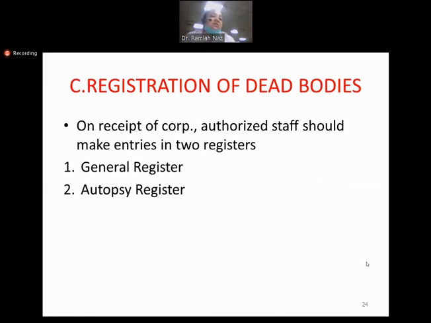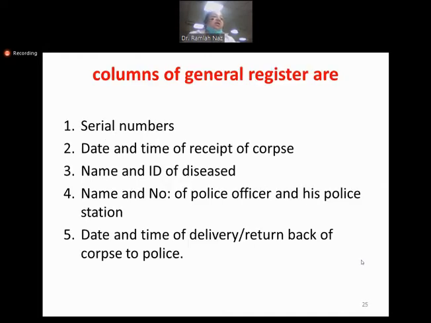Now the third step is registration of the dead body. Once the body is transported, on the receipt of the corpse, authorized staff should make entries in two registers. There are the general register and the autopsy register present at that particular mortuary. The columns of the general register usually contain serial number, date and time of the receipt of the corpse, name and ID card of the deceased if available, and name and number of the police officer and his police station. We should write it down. Take the date and time of the delivery, when the corpse is returned to the police. That should be written in that particular journal.